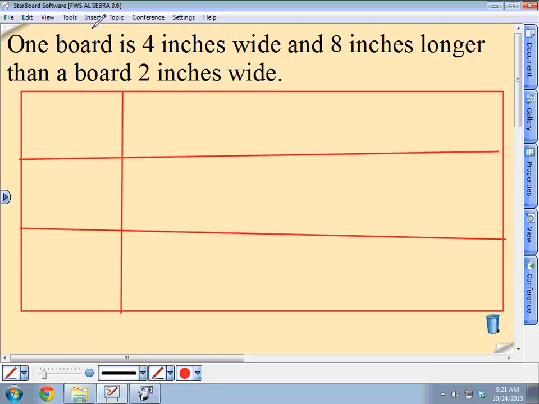Somebody tell me, what are we talking about here? We're talking about a board. We're talking about 2 boards, right? Yeah. Because they're comparing 2 boards. Okay? So in my chart, and if you're taking notes, you should write these down. First board.